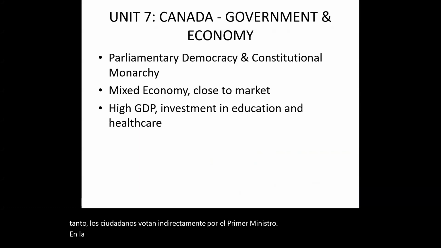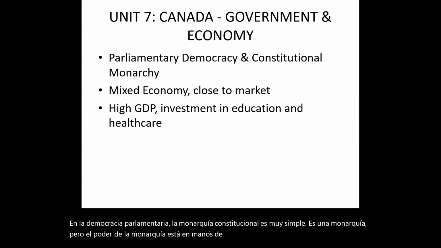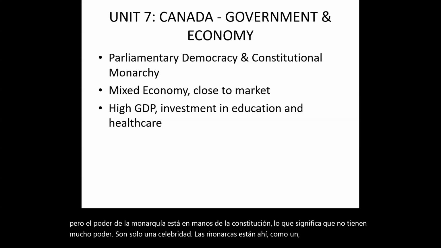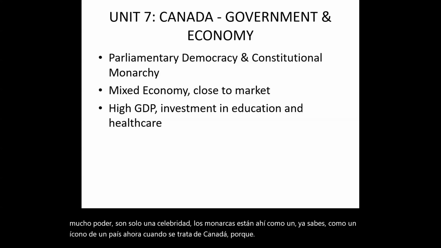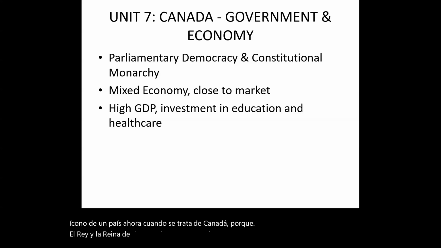Constitutional monarchy is very simple. It's a monarchy, but the power of the monarchy is held by the constitution, meaning they don't have much power. They're just a celebrity. The monarchs are just there as an icon of a country. Now, when it comes to Canada, because the king and queen of England do not live in Canada, to represent them, they have what is called the governor general. Make sure you know the governor general's role, which is representing the monarch.